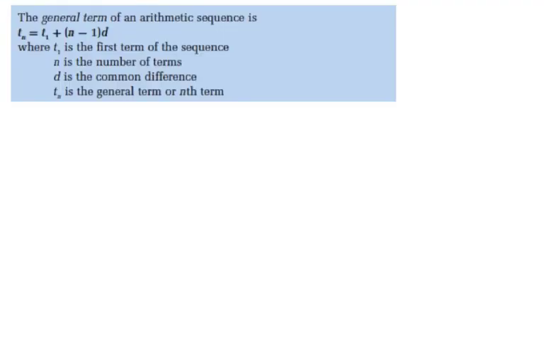When we start dealing with these sequences, we have a formula. Tn equals T1 plus n minus 1 times d. Tn is the general term or a later term. T1 is the first term, n is how many terms, and d is that common difference.